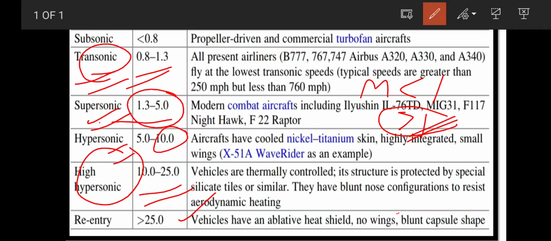And below 0.8 we say subsonic, but casually we say less than 1 is subsonic. In the subsonic range again, we have a range like 0.3, which is also a Mach number: below 0.3 you have incompressible flow, and above 0.3 you have compressible flow, right?